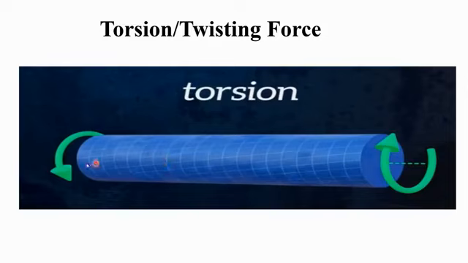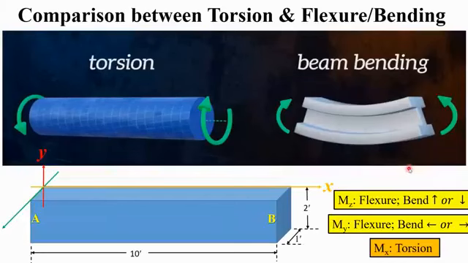Now torsion. Say once you give a force to wring out your clothes, it is like torsion. So in torsion, the moment is given about the x-axis. The example can be given with the propeller shaft of a vehicle and also the rotor of a helicopter, all those.